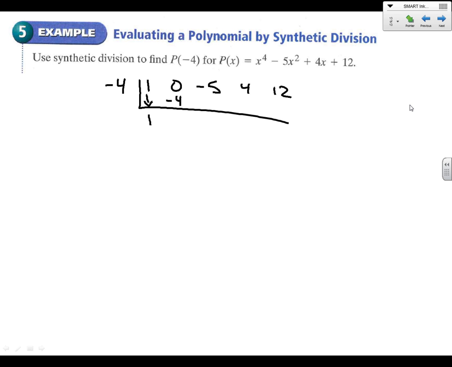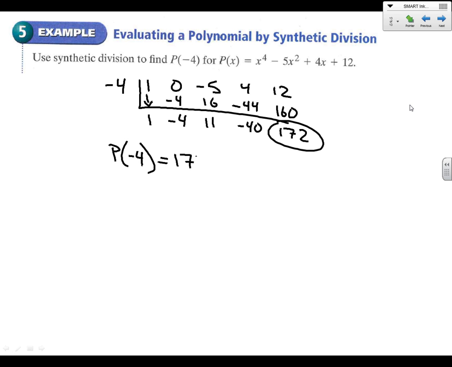1, negative 4, add straight down, add straight down, negative 44, add straight down, you get negative 40. That's going to be 160. Add straight down, you get 172. So the remainder is 172. And what the remainder theorem tells us is that if you plug negative 4 in for x, the answer is going to be 172. A lot faster than plugging it in for x, and plugging it in for x, and plugging it in for x. So, your turn. Wrap this up.